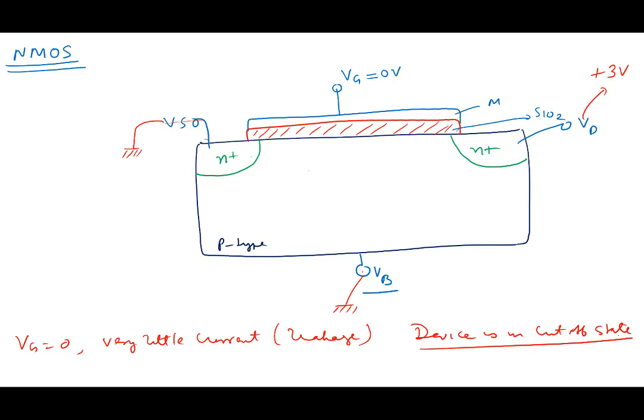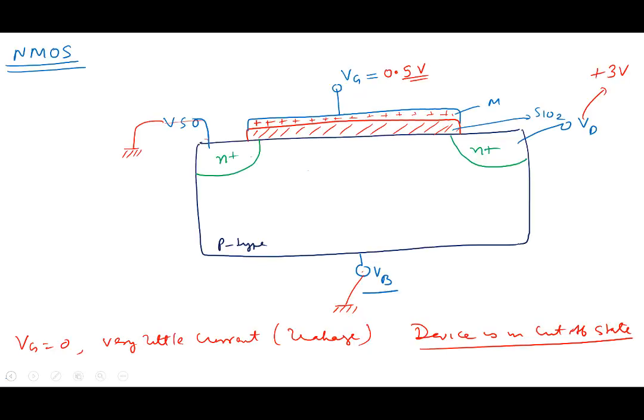Okay. Now apply a higher gate voltage, let's say 0.5 volt. This 0.5 volt would require positive charge here in the metal. And what will it end up doing? It will end up pushing the holes away, right? So you end up creating a region here where the holes have been pushed away from all this region.